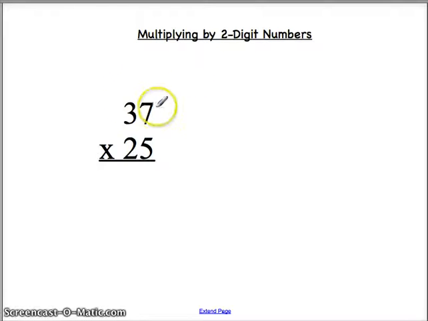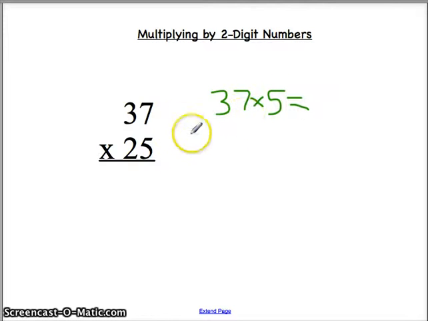First, if we have 37 times 25, the first thing we're going to do is multiply 37 times 5. So we'll have 37 times 5, and that's the first thing that we're going to do. And then our second step would be to take 37 times this other number, which is a 2, but if you look at that, that's not just a 2. The 2 is actually in the tens place, so that's actually 20. So we will be multiplying 37 times 20 in the second step of our problem.